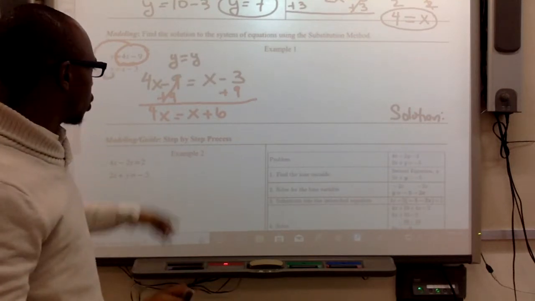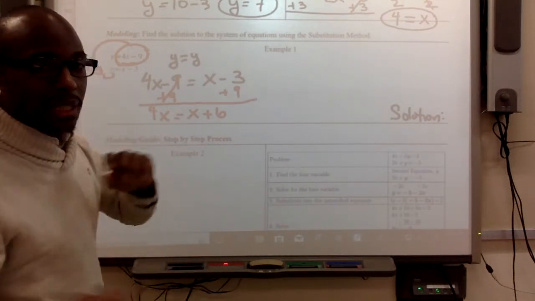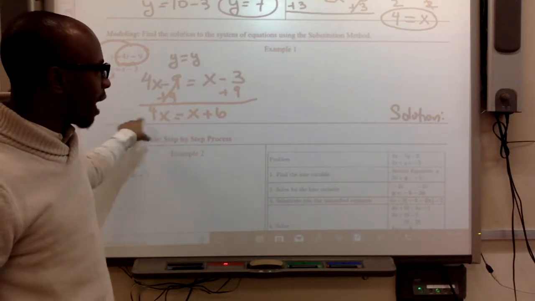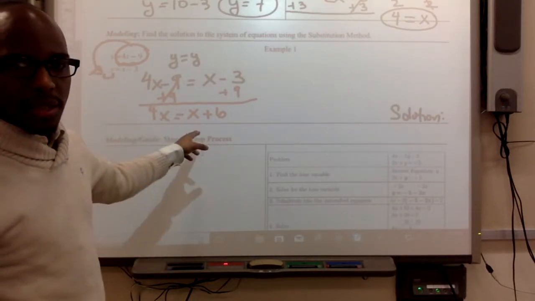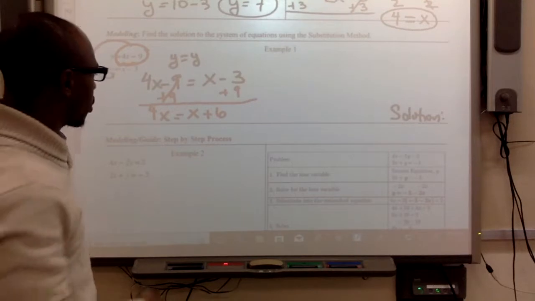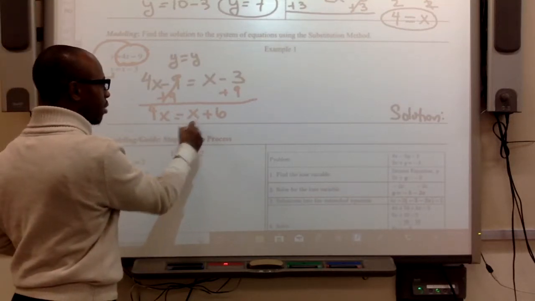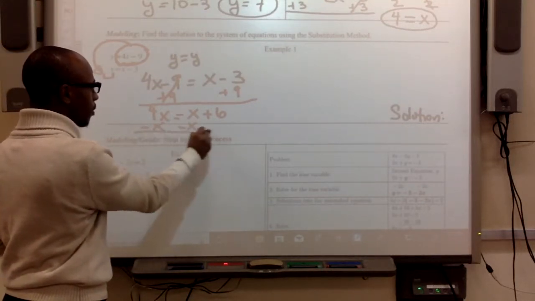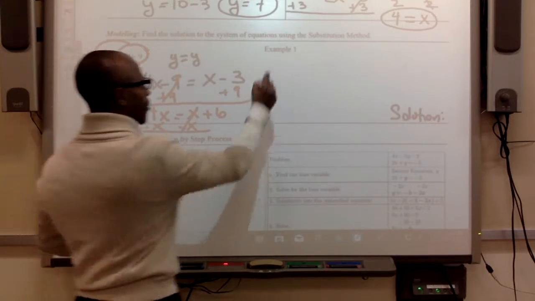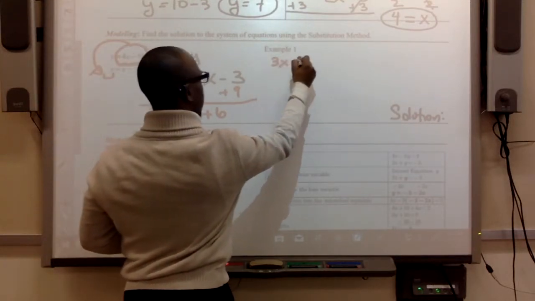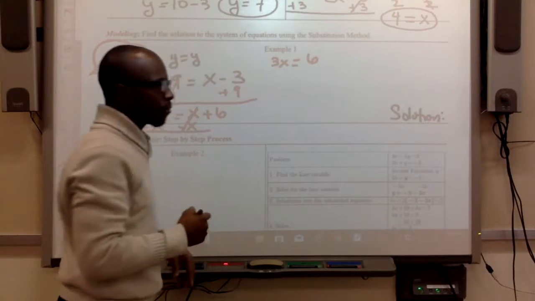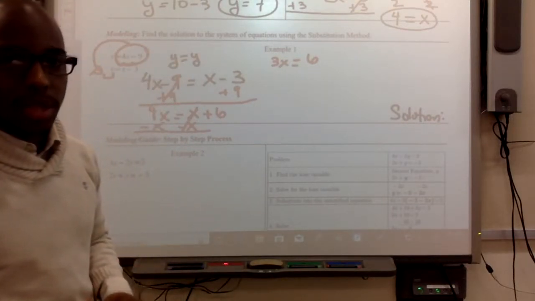Now the last thing I need to do here is move this x over. I mean, it's not the last thing, I apologize. But I need to move the x over to the other side. It's a positive x, right? So I'm going to subtract it and get it onto the other side. So subtract x on both sides. That cancels out. I'm left with 3x is equal to 6.